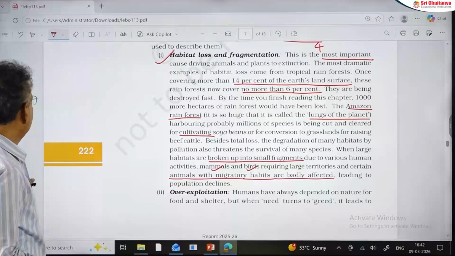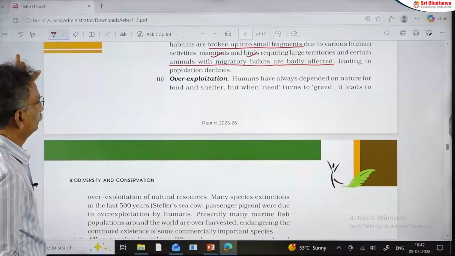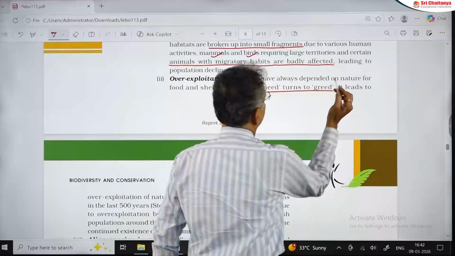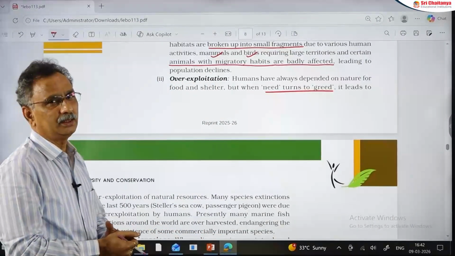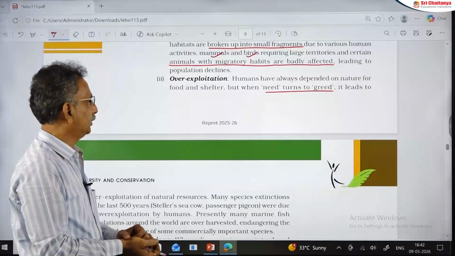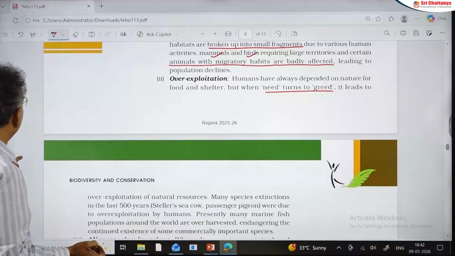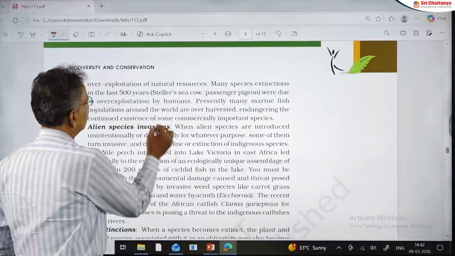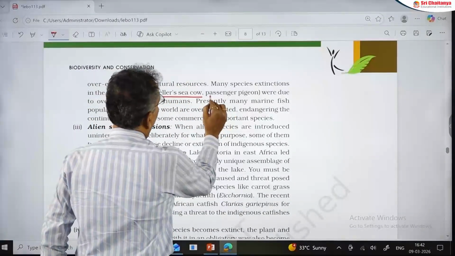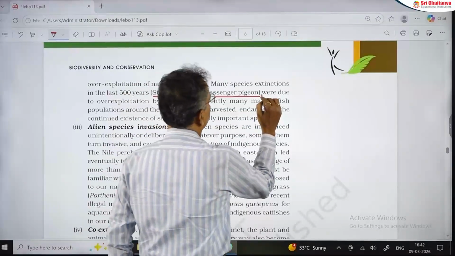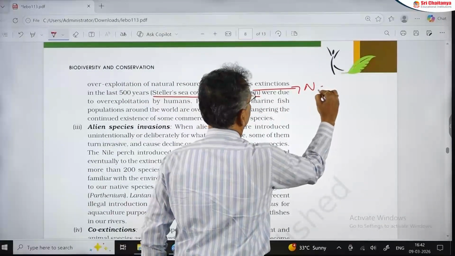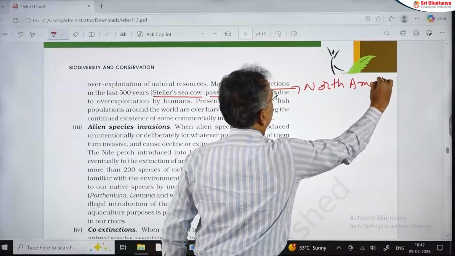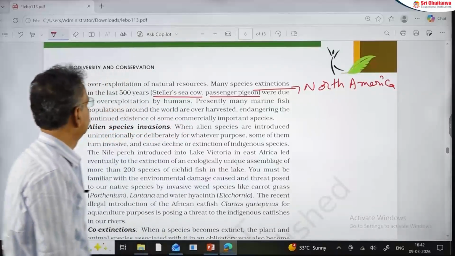Over exploitation is another such reason. So, why this? Need turns to greed. Needs are fulfilled by the nature, but greed cannot be fulfilled by the nature. So over exploitation results in the extinction of animals, like the Steller's sea cow in Russia, which we have just seen, and the passenger pigeon. This passenger pigeon was in North America, and it became extinct because of over exploitation, right?